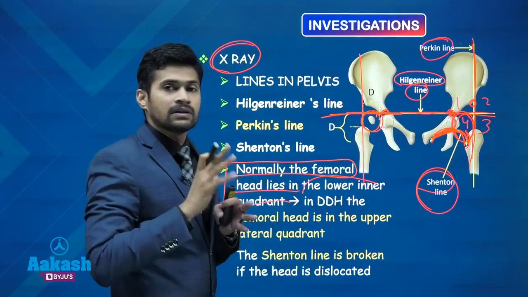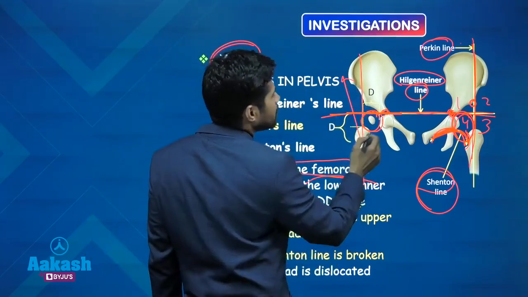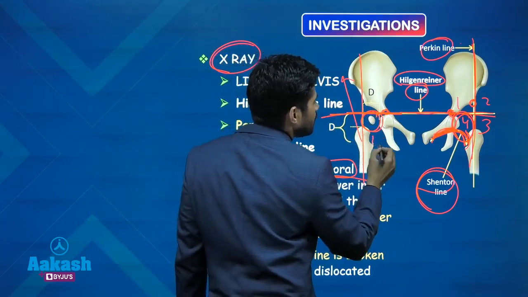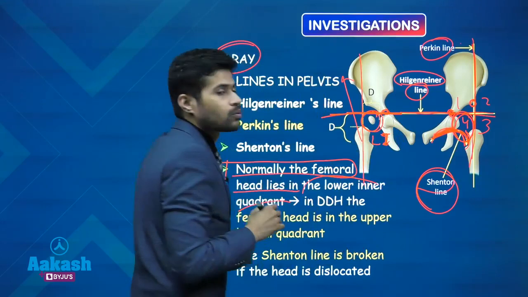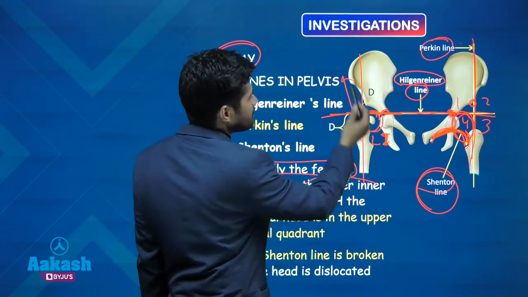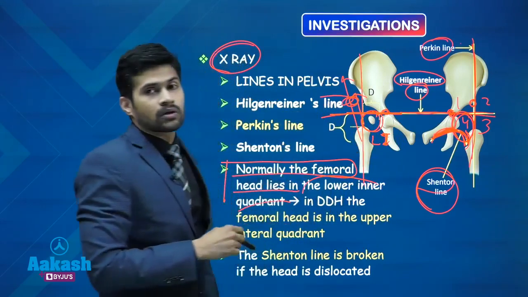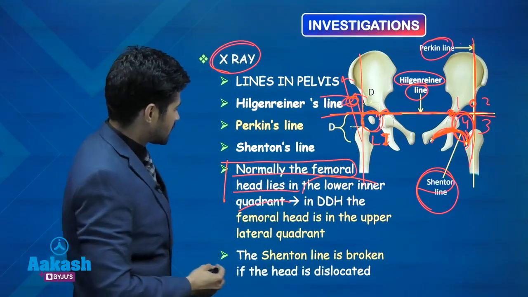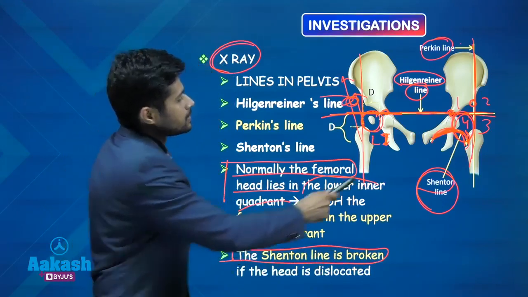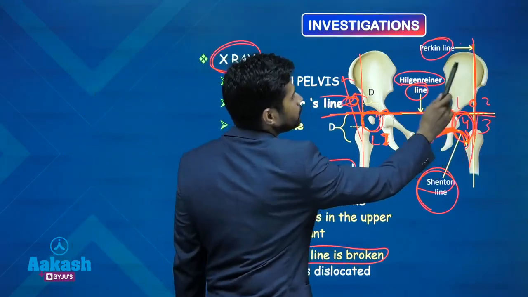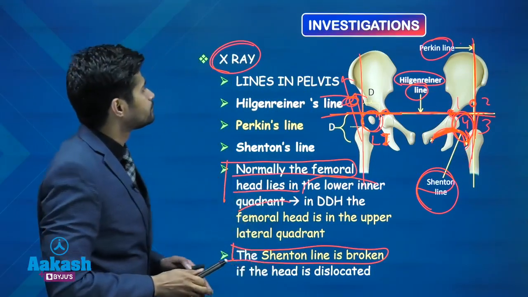But if the acetabulum is shallow, then what will happen? There will be proximal migration. So the head will not be in the lower inner quadrant. Normally the head is in the lower inner quadrant, but if it is subluxatable, it will go proximal. So it will be somewhere here, in the upper outer quadrant. And the Shenton line will be broken. This line will break because this will move proximally. So that you have to see in the X-ray film.